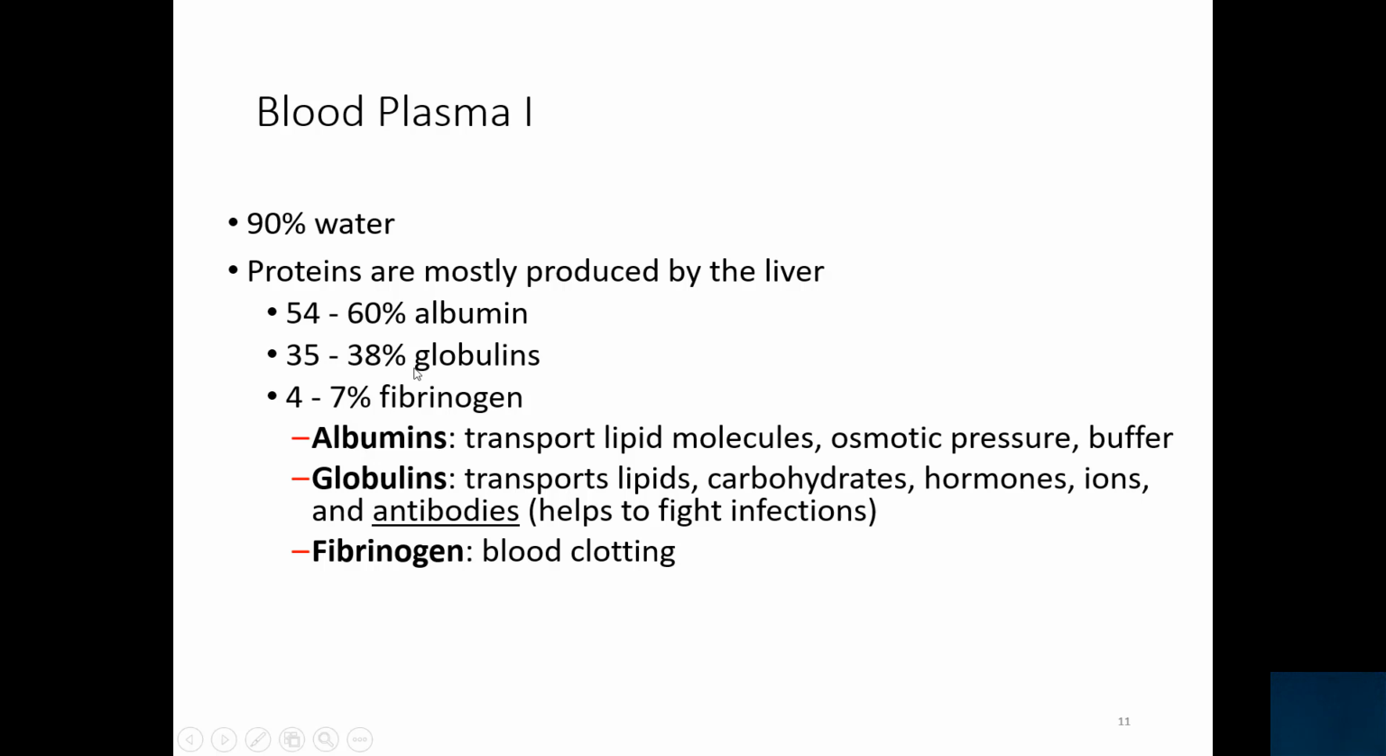35 to 38% of proteins are globulins. They also take part in transportation of lipids, carbs, hormones, ions, and also antibodies. And by transporting antibodies, they take part in fighting infections. So it's part of our immune system. 4 to 7% of proteins would be fibrinogen, and it is responsible for blood clotting.